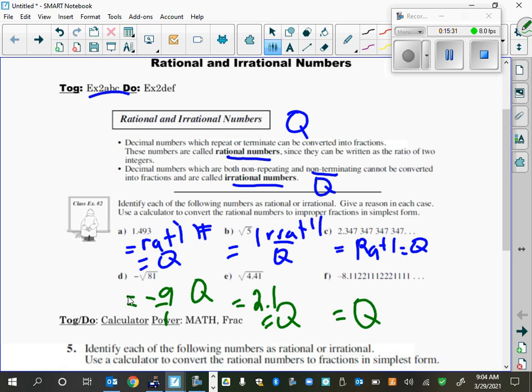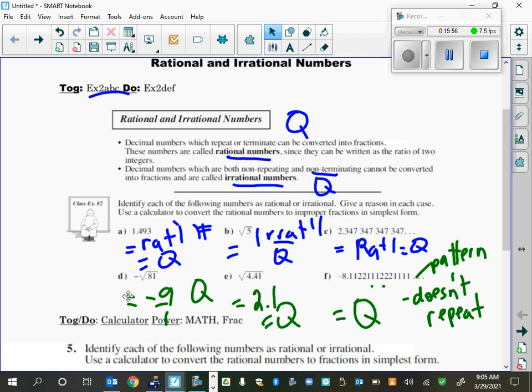It does not repeat. If it repeated, it would be decimal 1122, 1122, 1122. This one is a pattern, but it doesn't repeat. So pattern, no repeat. It has to repeat, and it doesn't repeat. That's a tricky one. They're trying to trick you. Don't let them trick you. It would only be repeating if it were decimal 1122, 1122, 1122. You can see that it doesn't repeat exactly.